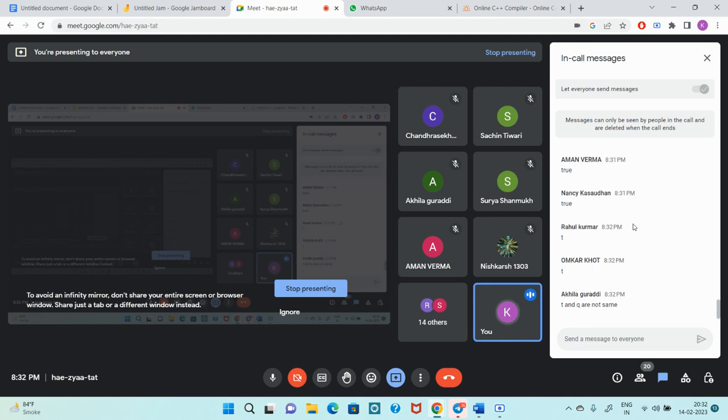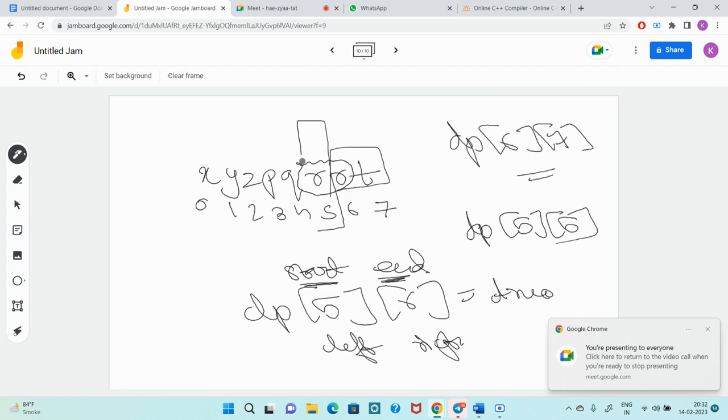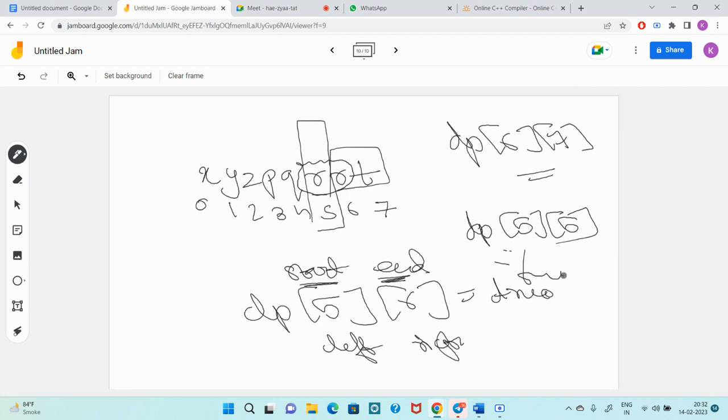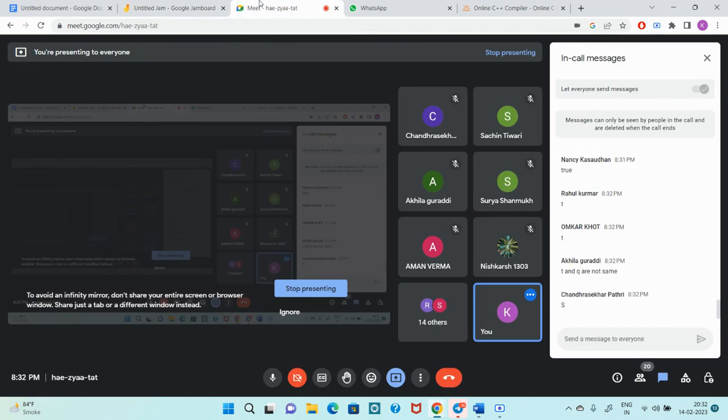Akhila, what are you writing? T and Q are not the same. No, I am saying DP of 5 to 5 means only one index, starting at 5, ending at 5. So R is just one index. One index is all, one letter is always a palindrome. So DP of 5 to 5 is true. So guys, I hope you understood what I was trying to say. What is the terminology? Now let me start thinking of the solution.